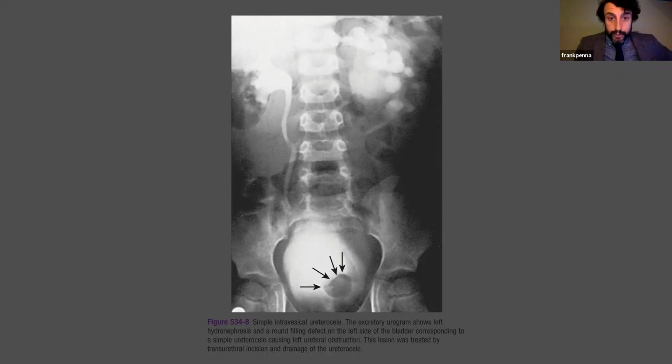This is another ureterocele here, just showing you it's a filling defect on an X-ray here. This is an IVP again. This is from a textbook, not one of my patients, but just to show you.